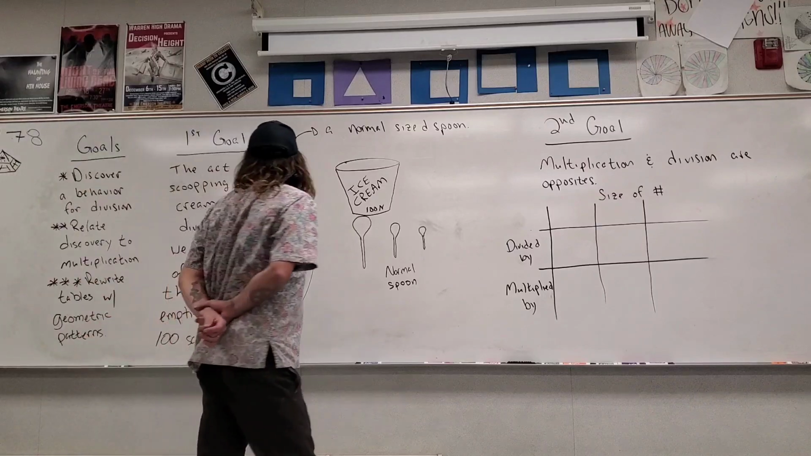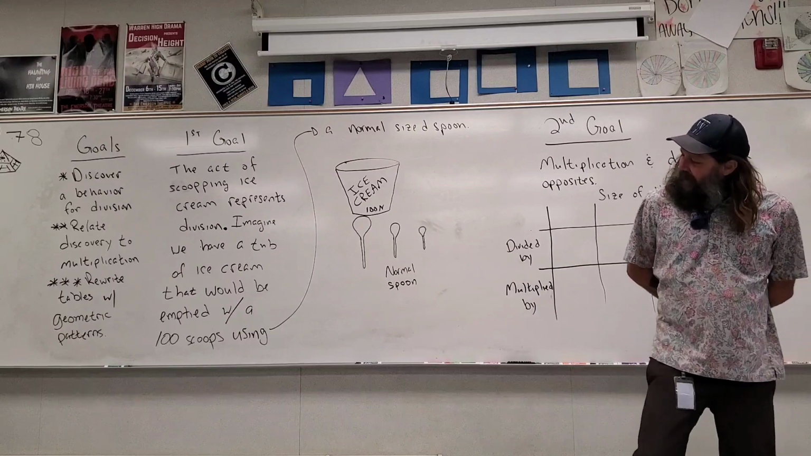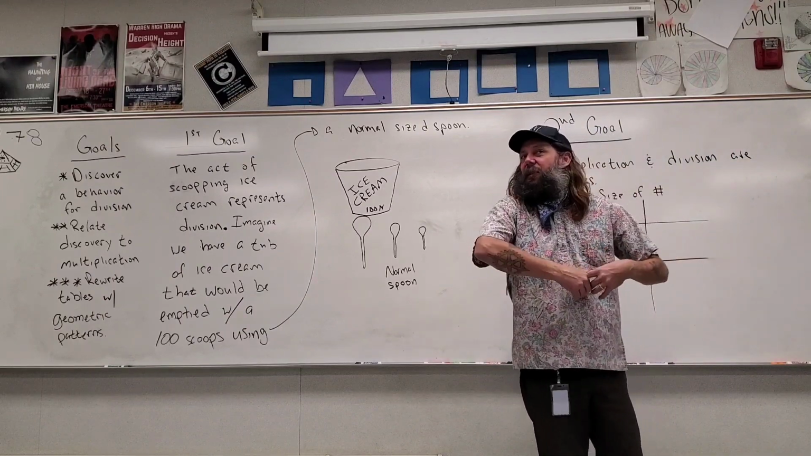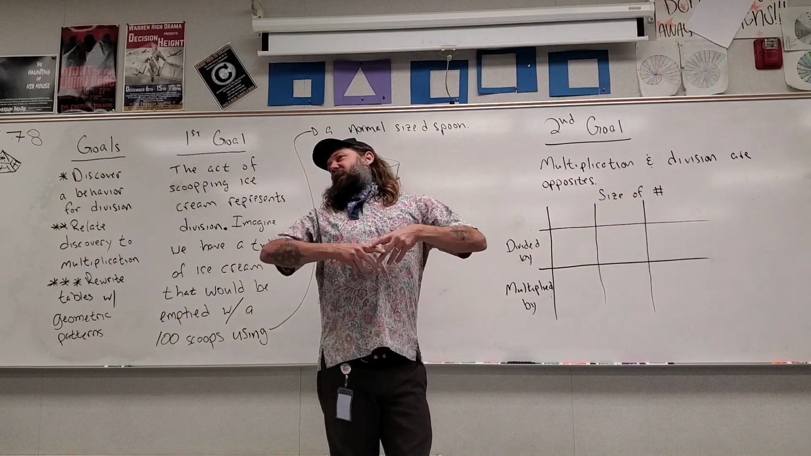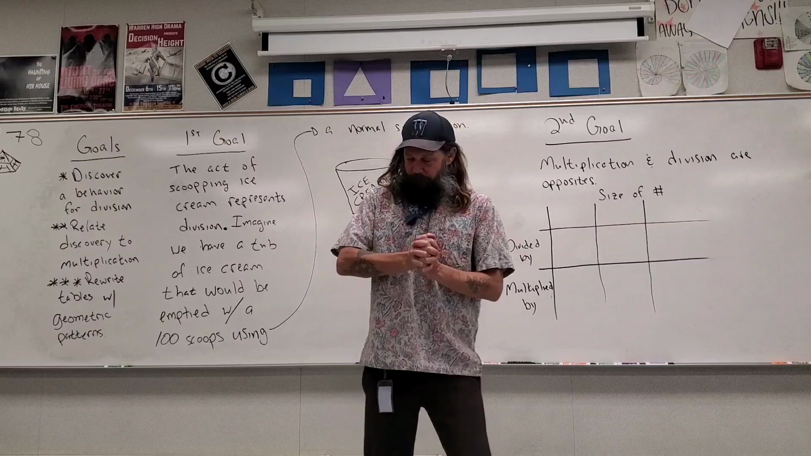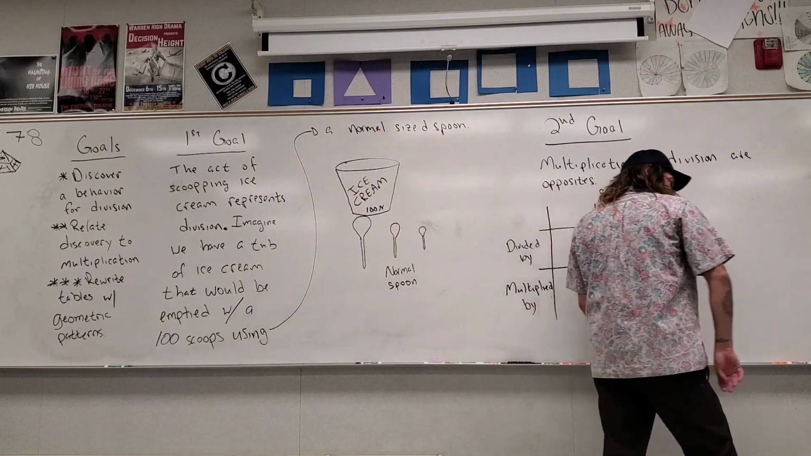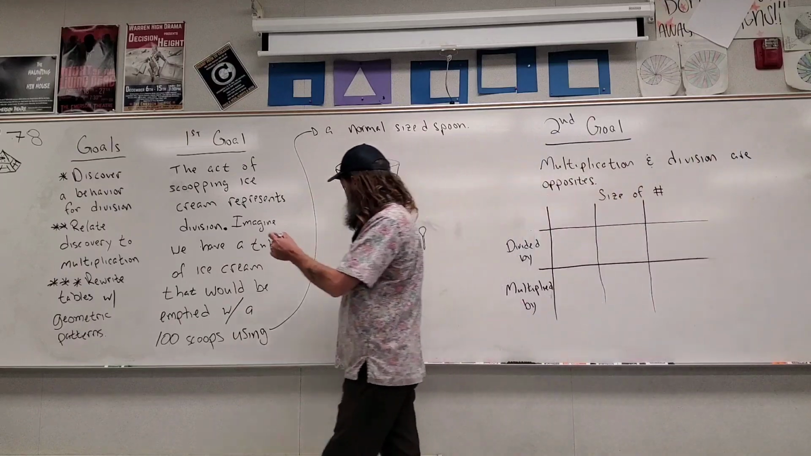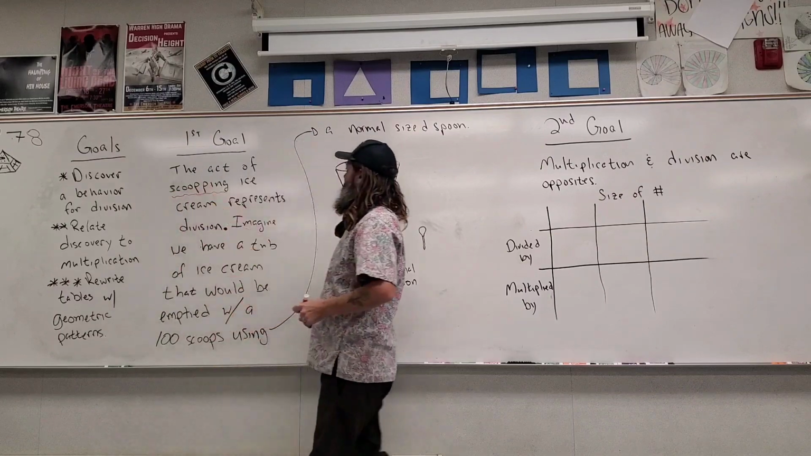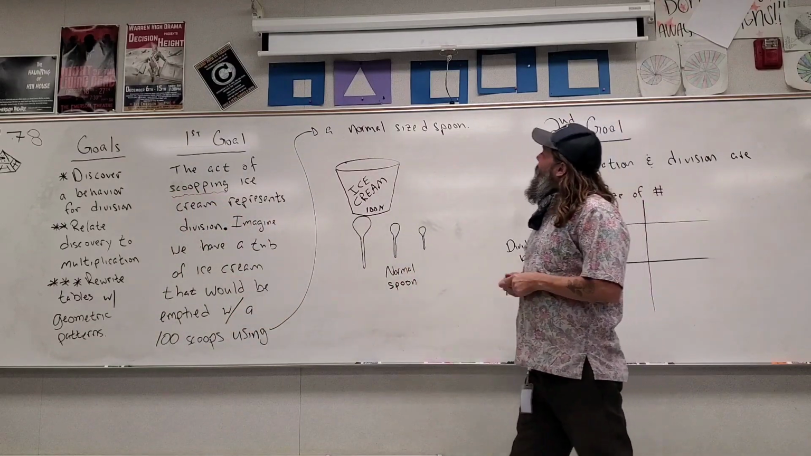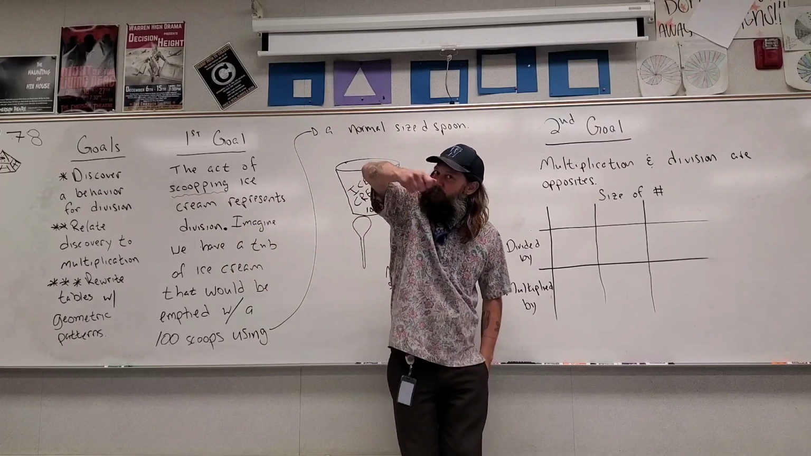All right, our first goal. I'm going to tell a story. I'm going to make an analogy about division. I'm going to talk about something that behaves like division, and hopefully through that you understand the behavior that I'm trying to accomplish. All right, so the act of scooping, I think I spelled that wrong. I'm going to put a red line under this to indicate that that's spelled wrong. Whatever. The act of scooping ice cream represents division.